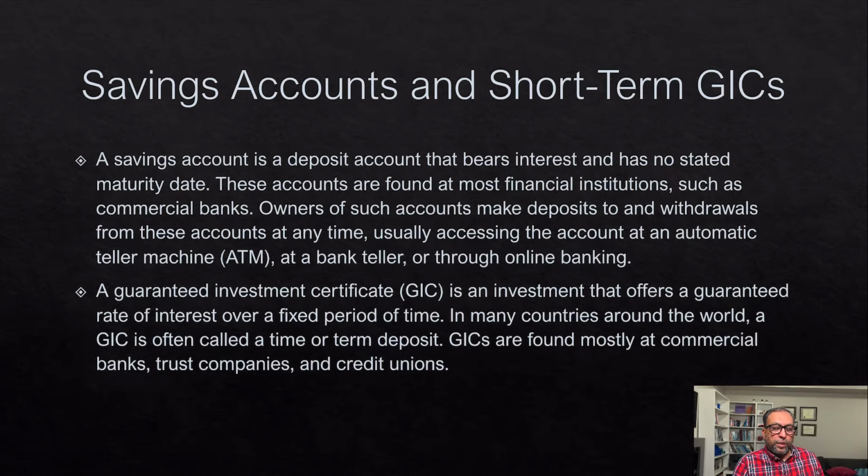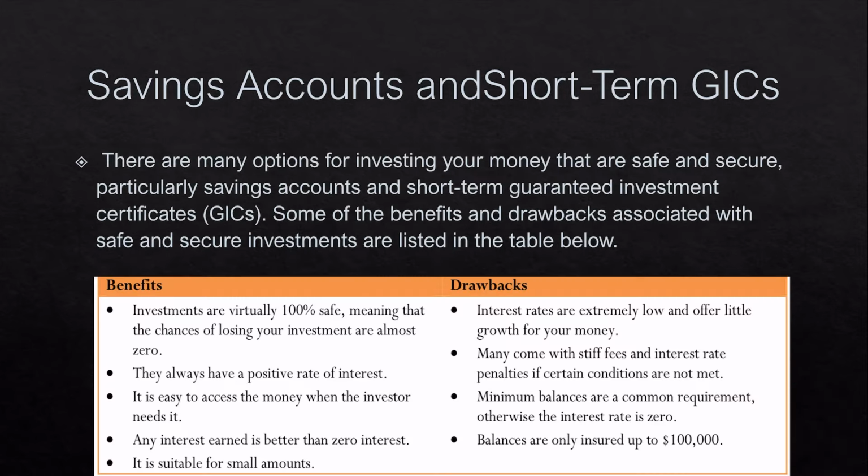There is another one that people commonly deposit in, those who want to get some money every month or every quarter. A guaranteed income certificate is an investment that offers a guaranteed rate of interest over a fixed period of time. In many countries around the world, a GIC is often called a time or a term deposit because it's for a fixed period of time. And GICs are found mostly at commercial banks, trust companies, and credit unions. Now, what are the benefits or drawbacks of these two, savings accounts and short-term guaranteed income certificates?